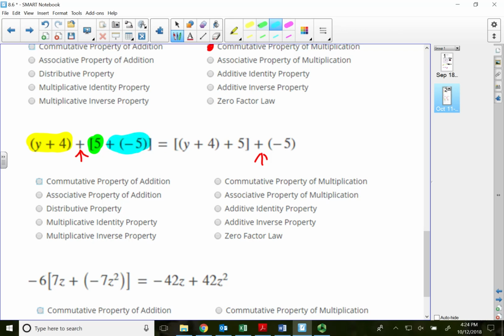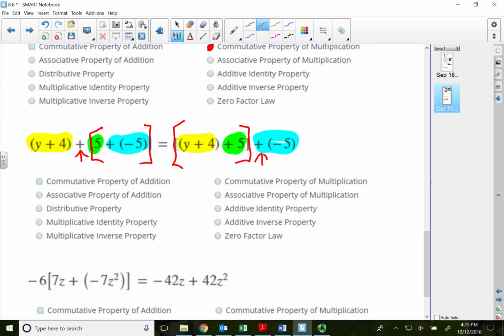Let's use the same color, okay? On the right side, y plus 4 is still located as the first. Positive 5 is still located as second. Negative 5 is still located as the third. So the order of the three terms never changes between the two. So what's different about them? Well, what's different is where the bracket is. The left side bracket is on 5 and negative 5. The right side, the bracket is on the 5 and y plus 4.